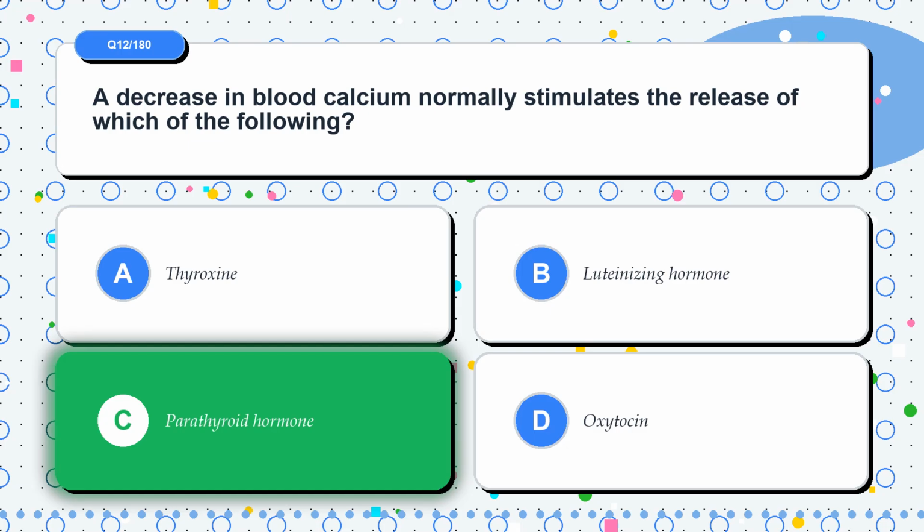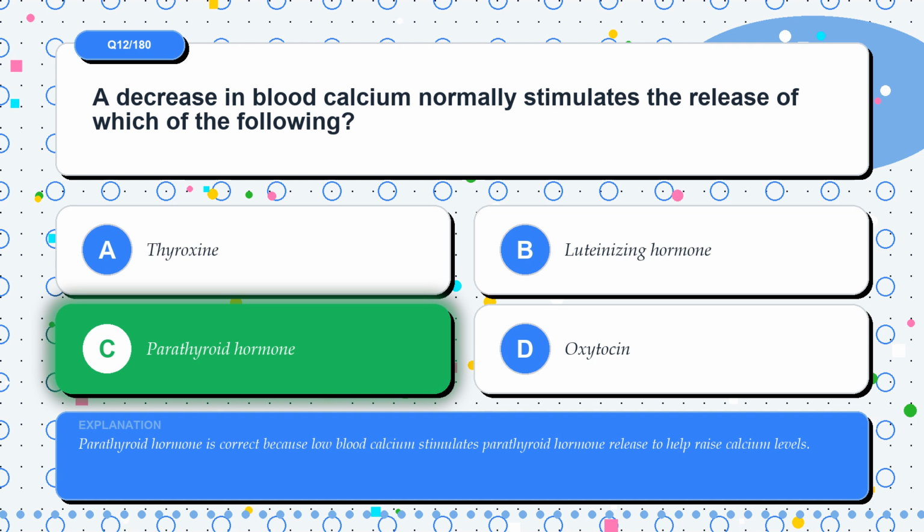The correct answer is option C, parathyroid hormone. Parathyroid hormone is correct because low blood calcium stimulates parathyroid hormone release to help raise calcium levels.